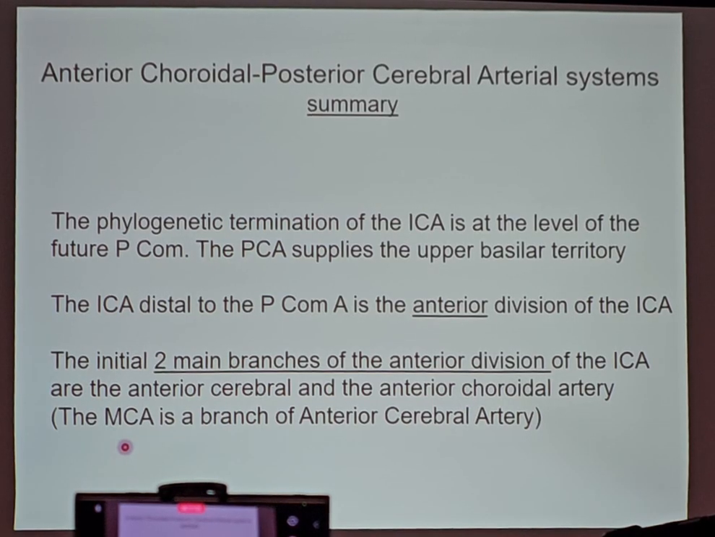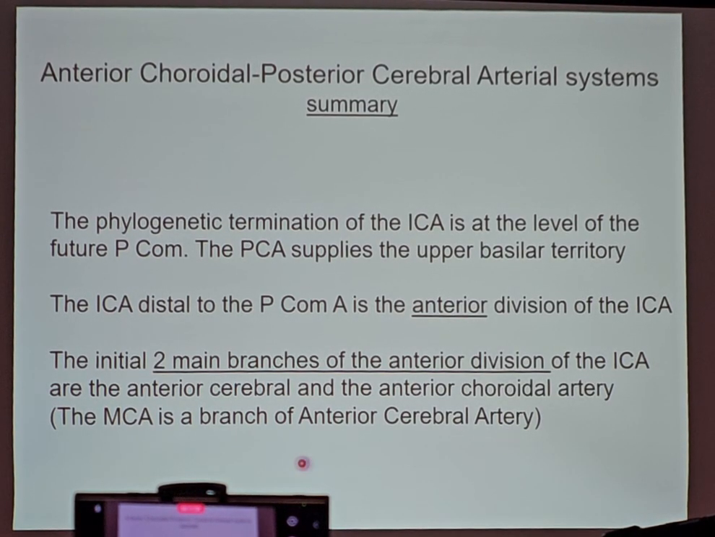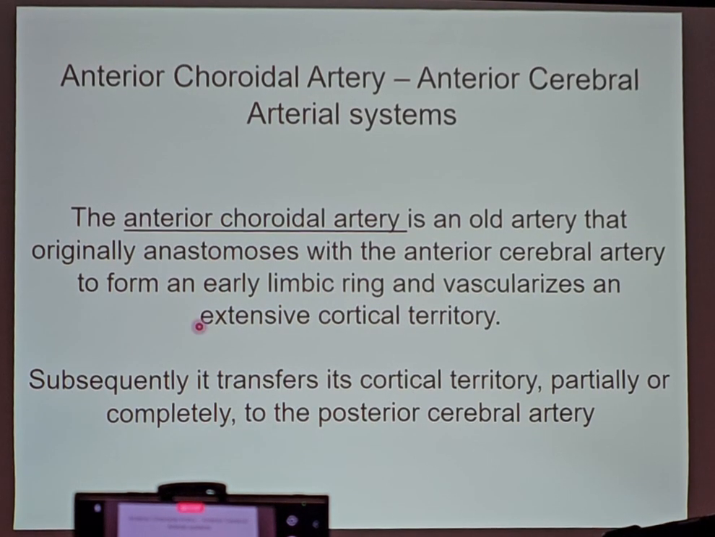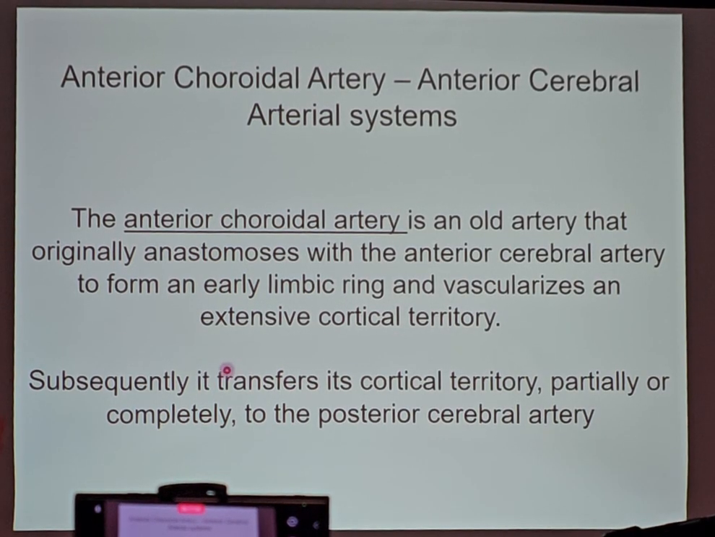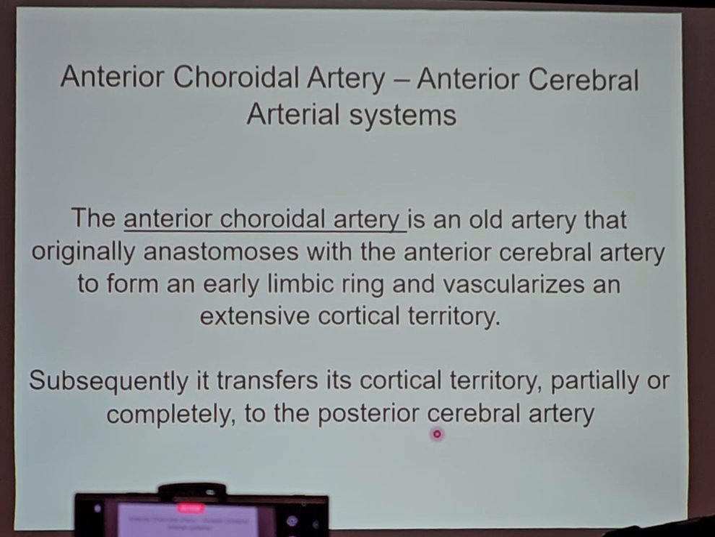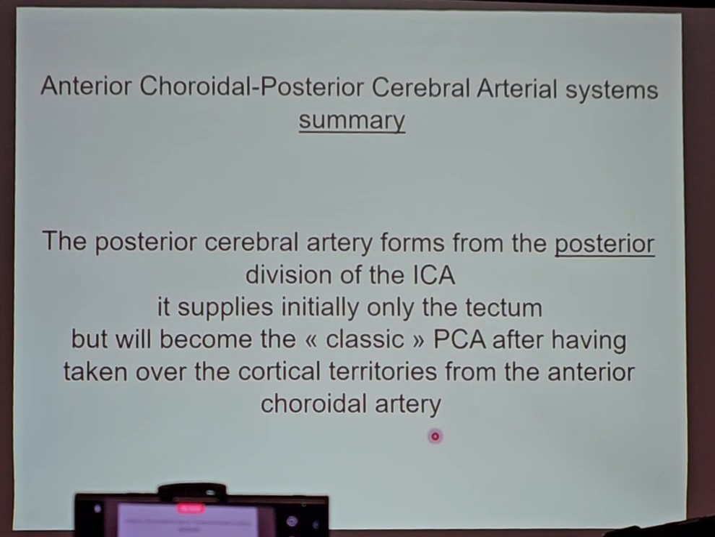The middle cerebral artery is phylogenetically speaking a branch of the anterior cerebral artery. We tend to think that it's the other way around, but in reality, the middle cerebral is a branch of the anterior cerebral artery. The anterior choroidal artery is an old artery, originally anastomosing with the anterior cerebral arterial system to form an early limbic ring and vascularizing the extensive cortical territory. Subsequently, it transferred its cortical territory partially or completely to the posterior cerebral artery. We've seen examples of that.